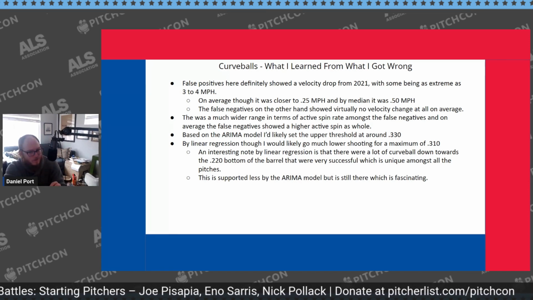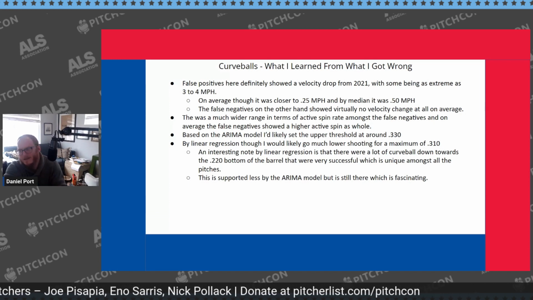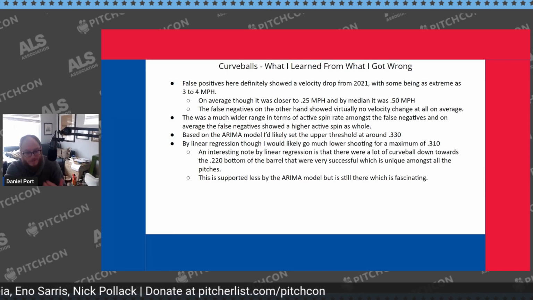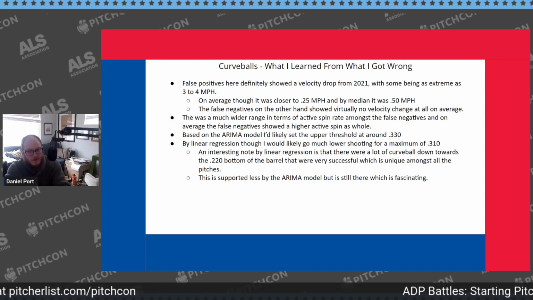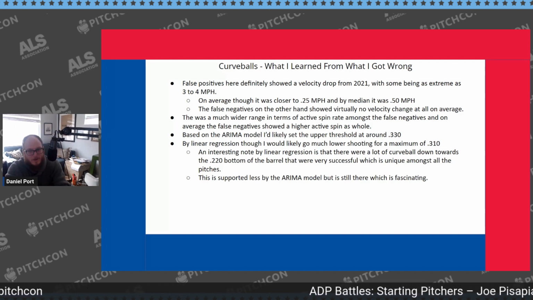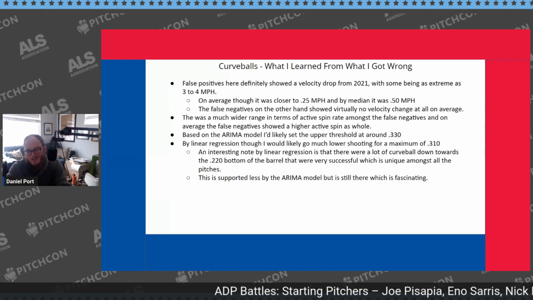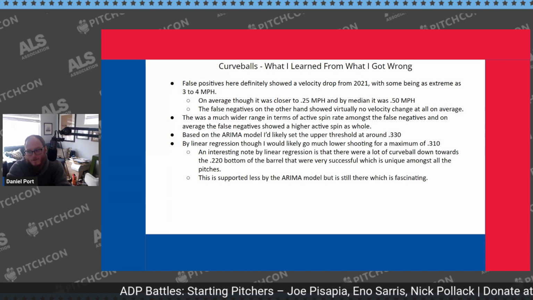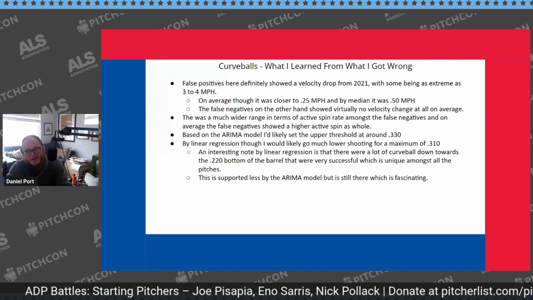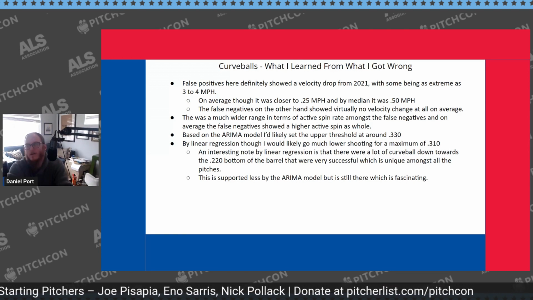It still showed up in the ARIMA model that way, but not nearly as strongly. So I'm really intrigued to look a little further into that. It might just be the opposite, where you can throw your curveball out of the zone a little more than you can your slider. And maybe the answer is you can get away with throwing your curveball in the zone less. That might be the answer as well.